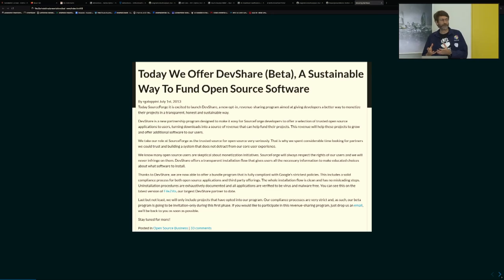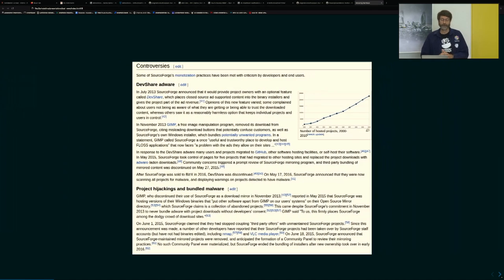And the way that this would work is projects on SourceForge would get a small share of the ad revenue that came from those pages that were hosted on SourceForge. Now, some of you may remember this incident. This wasn't so terribly long ago. Unfortunately, this was really badly received by the community because of the way that it was implemented. In particular, what SourceForge did in order to cover some of this revenue was bundle third-party software in with your open source project when people downloaded it.